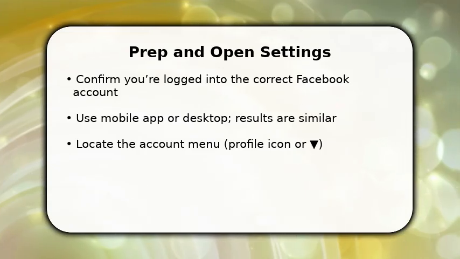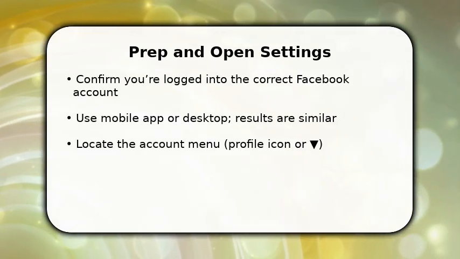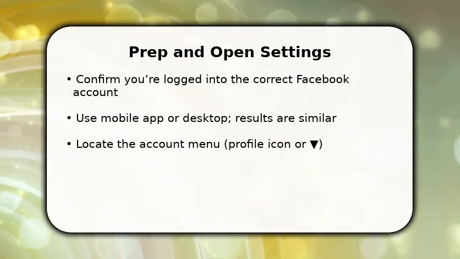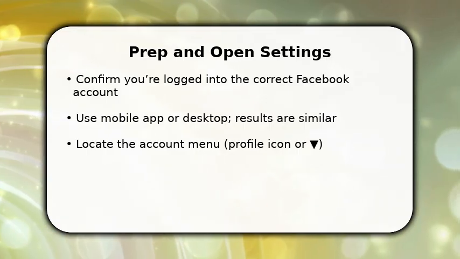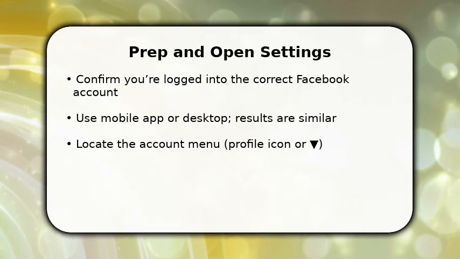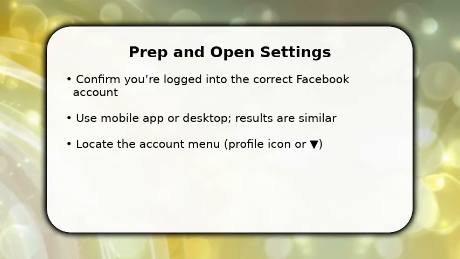Enjoy the video. You'll start by preparing your device and opening Facebook. Make sure you're signed into the account you want to adjust. Tap the profile icon on mobile or the arrow on desktop to reveal settings and privacy. Once visible, select settings immediately to avoid extra navigation. You're doing this so only chosen people see your activity.